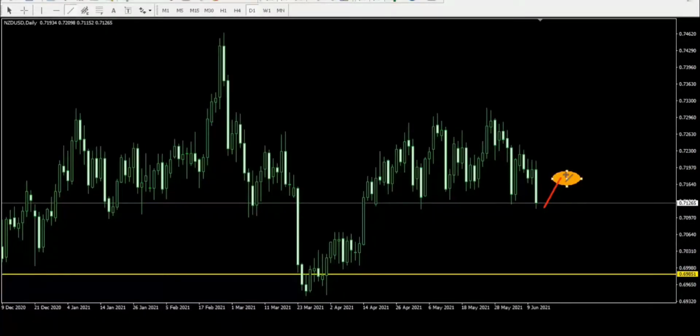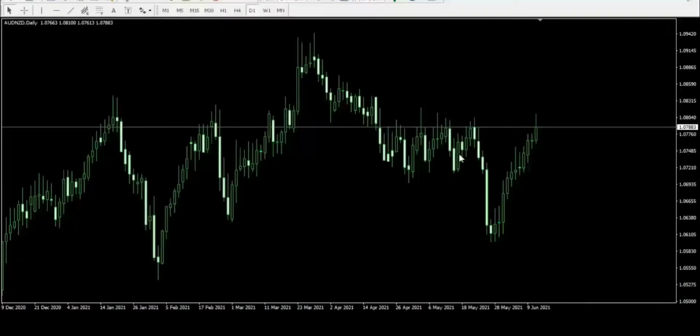But if you're a swing trader, wait for the price to get here. So you look for one of our valid sell setups here, then you enter at least for price to get to this area here. That will be our setup for this NZDUSD.